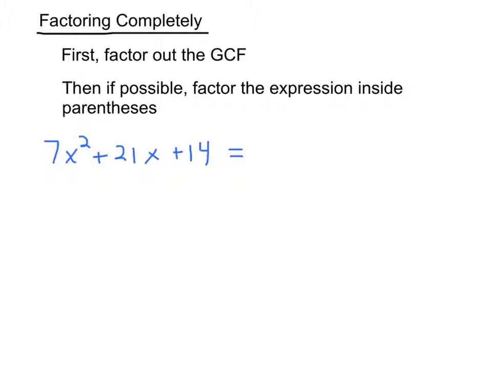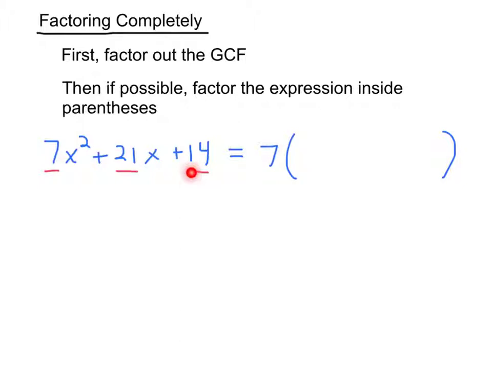So in this example, if we look for the greatest common factor first, we should notice that we have a 7, a 21, and a 14. So 7 is a common factor because 7 divides evenly into all those values. And we're going to have 3 terms in parentheses. Now the x doesn't occur in all 3 terms. See, this last term doesn't have any x at all. So x is not a common factor.